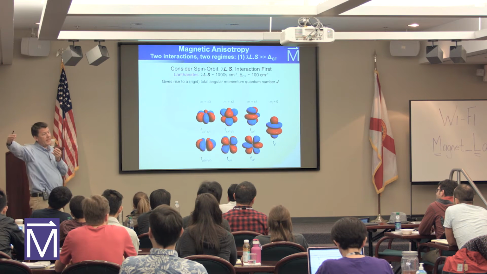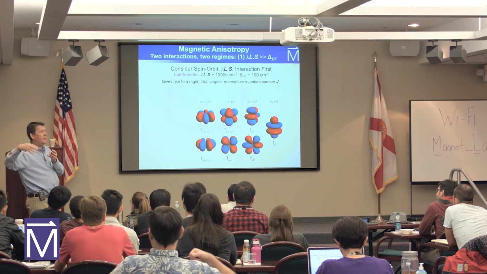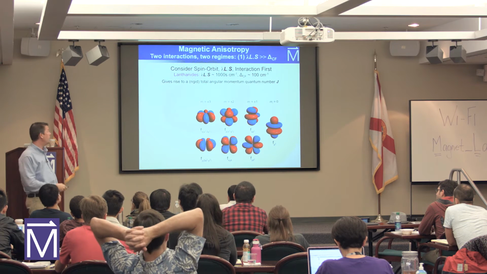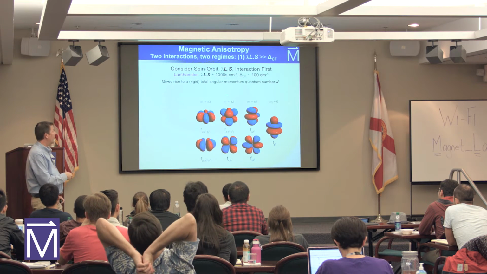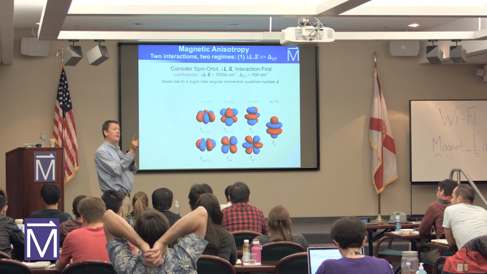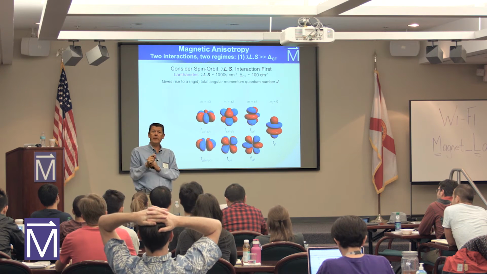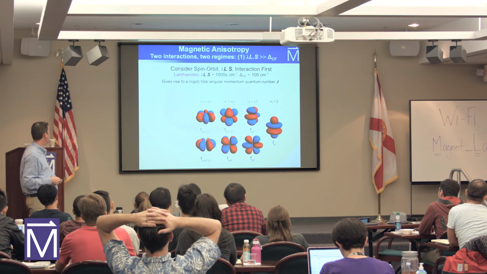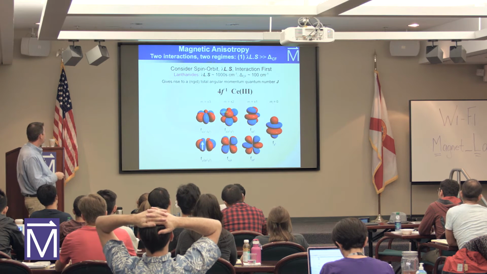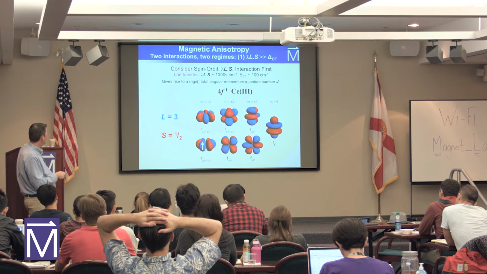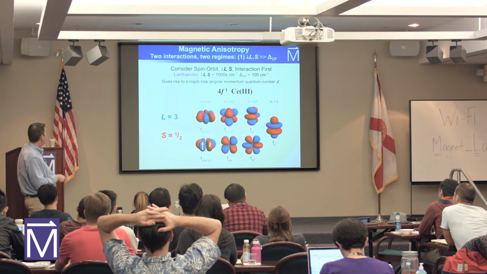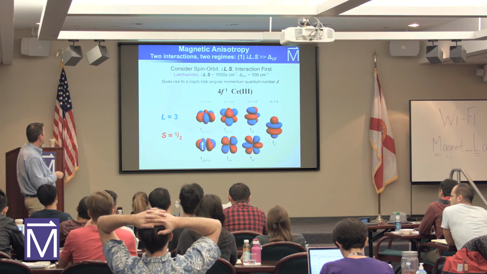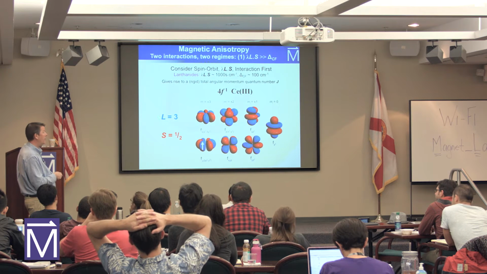So as you go through a scheme where you treat each interaction and then the subsequent interactions as a perturbation, you start with the spin-orbit coupling, and it has the effect that the orbital angular momentum and the spin couple very strongly to one another to give you a total angular momentum that we label J. So if I start with cerium, which has one electron in the F shell, it has a spin, because it's just one electron, of a half, but it goes into the orbital with the largest contribution to the orbital angular momentum first.